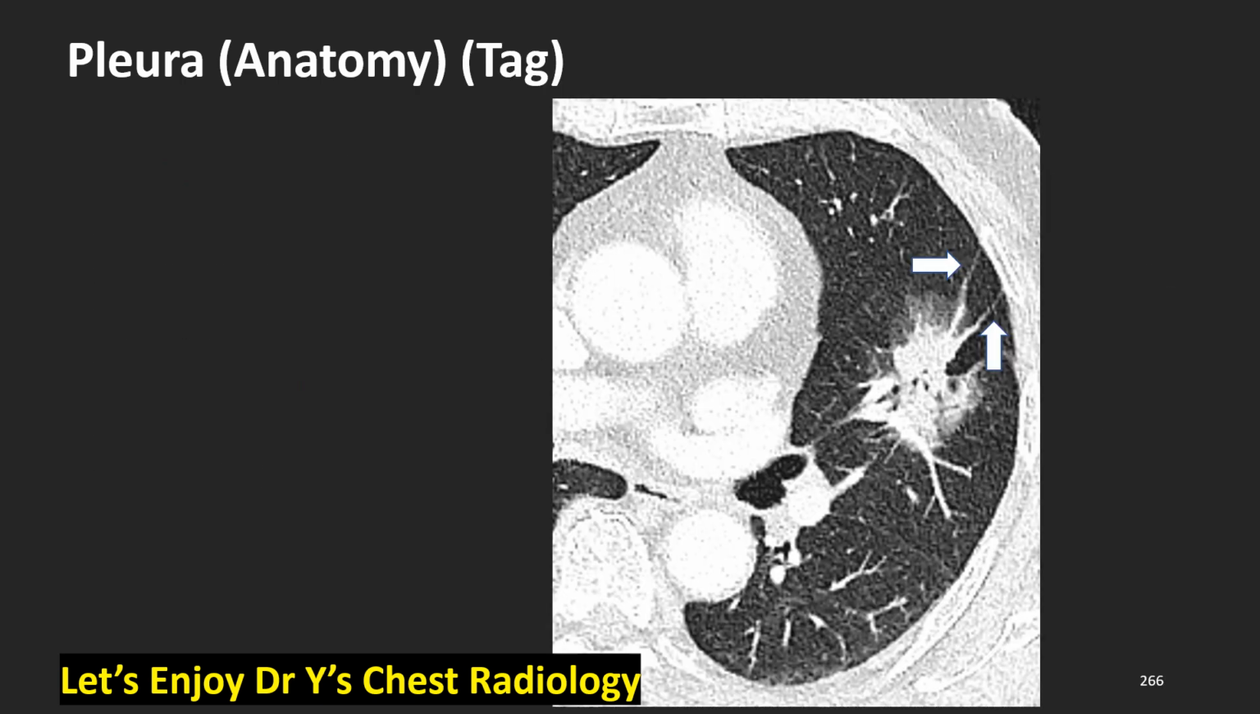Pleural anatomy, TAG. Arrows indicate pleural TAGs from left upper lobe adenocarcinoma.